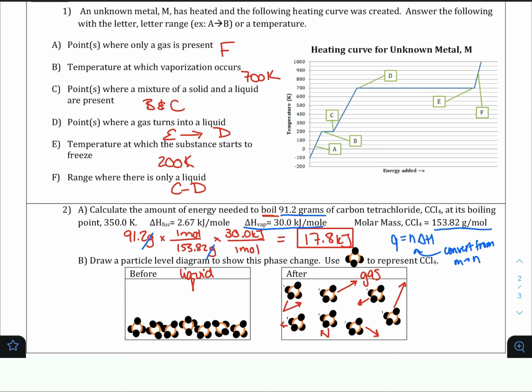Then the last one here: draw a particulate level diagram to show this phase change. Before it boils, it's a liquid, so you could clearly see that they're all kind of touching. You could infer that there are IMFs holding these close together. Then when it's boiling, it should be a gas. Whether or not you added the arrows is not a big deal. But what you need to have is that these particles are very far spread apart from each other. Again, they're free to move. We've now broken all IMFs, and they are now in the gaseous form.